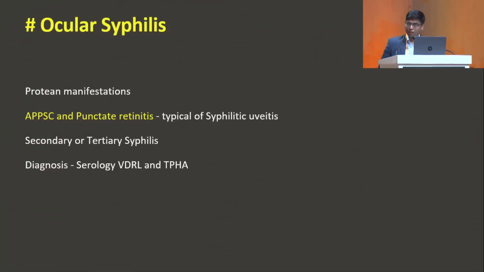So ocular syphilis can have a myriad of manifestations. However, if you see these two types of presentation, you are by and large sure that you are dealing with syphilitic uveitis.